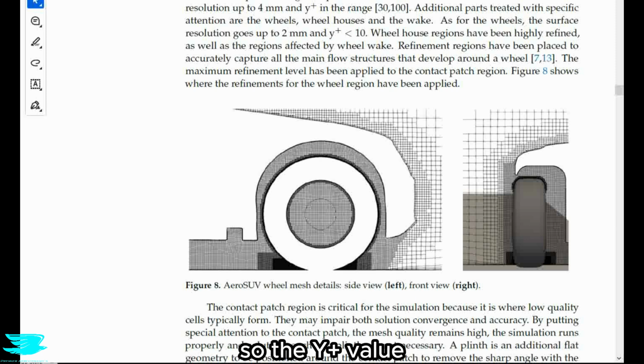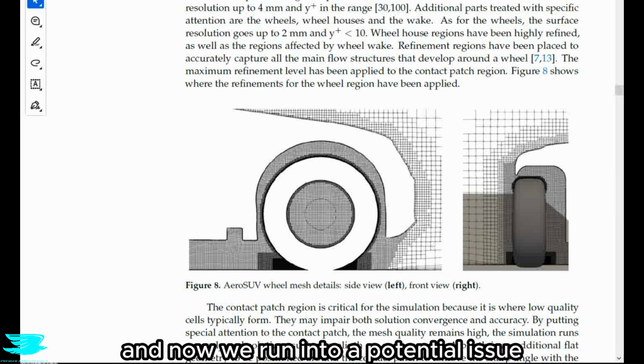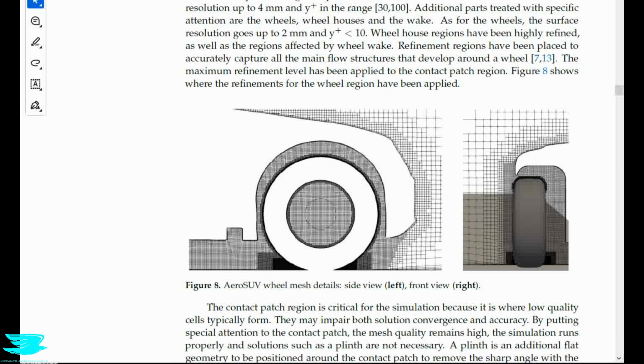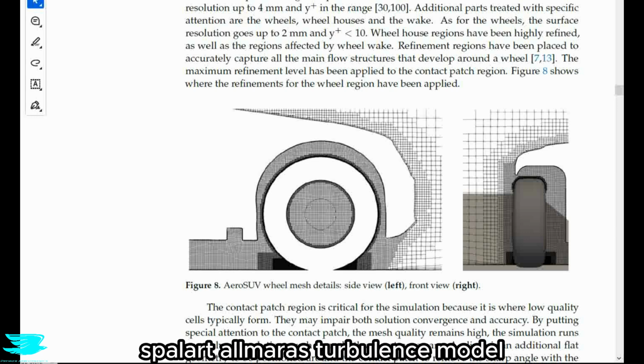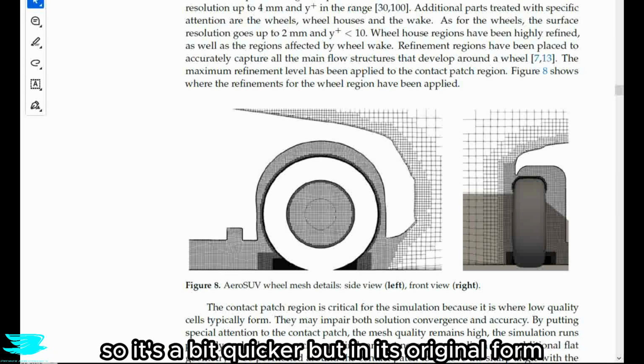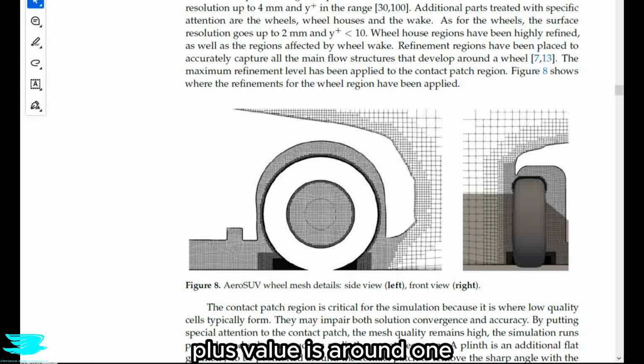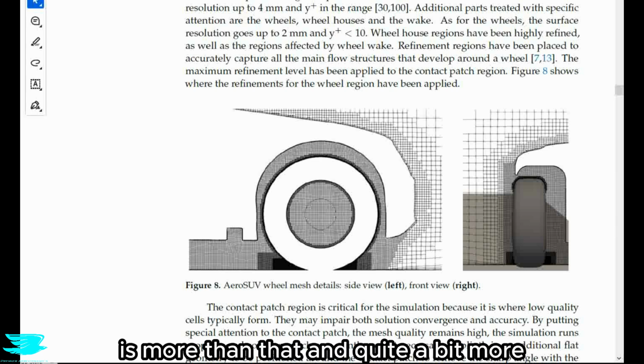So the Y plus value you should have greatly depends on the turbulence model you use. And now we run into a potential issue. So these researchers used the Spalart-Allmaras turbulence model, which is fantastic and a quick one for airfoils. It's only a one equation turbulence model, so it's a bit quicker. But in its original form, it is only really suited to meshes where the Y plus value is around 1. Here, the Y plus value is more than that, and quite a bit more.